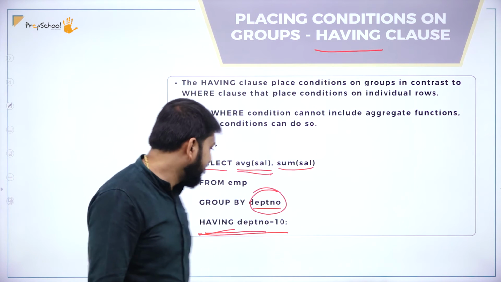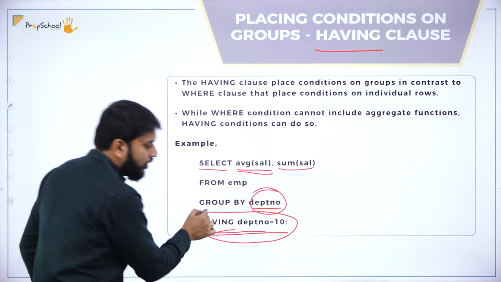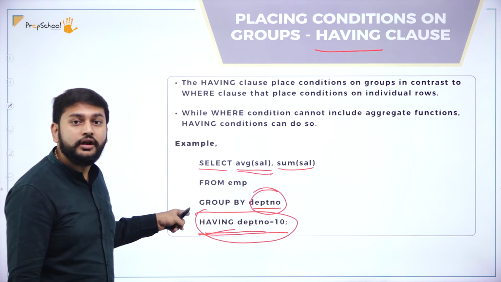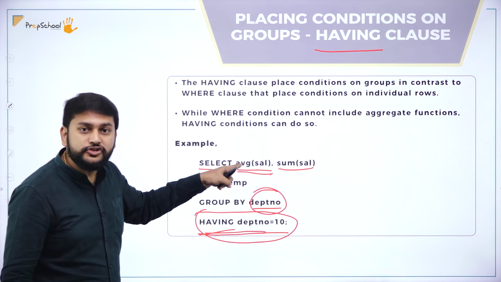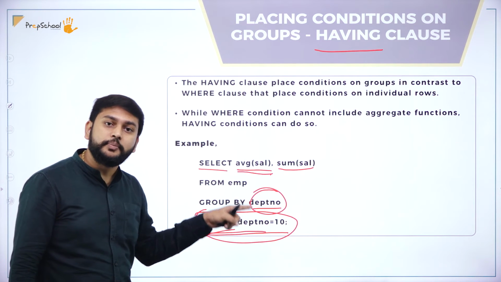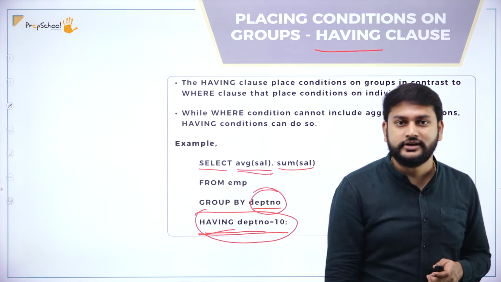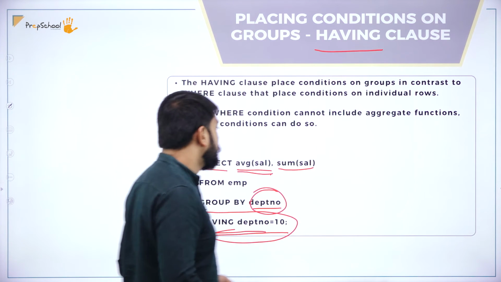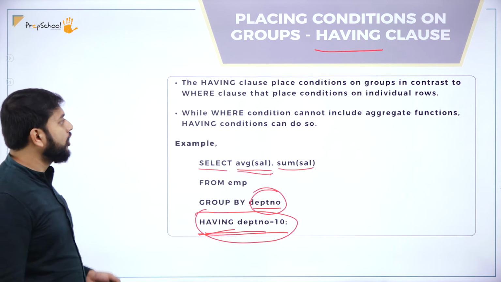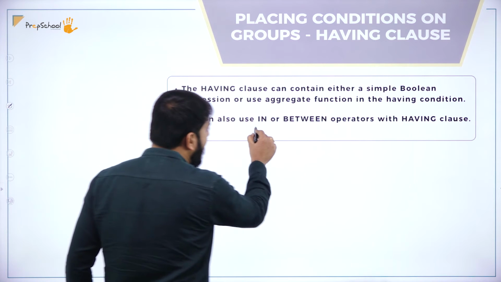If I remove this condition, what will happen? The sum of the salary and the average of the salary will be calculated department wise for all the departments. That is what you need to understand. I'm hoping that you have understood this group by. Moving on to the next one that I have, in and between.